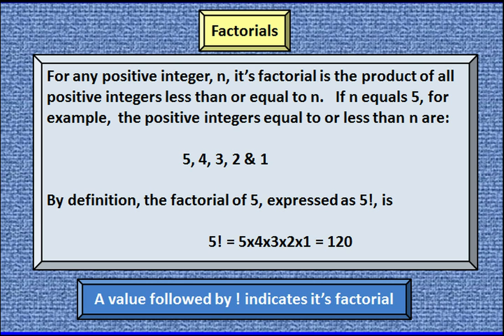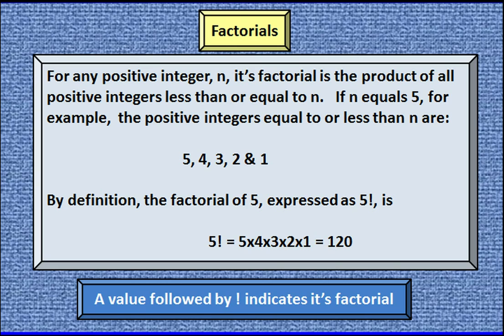For any positive integer n, its factorial is the product of all positive integers less than or equal to n. If n equals 5, for example, the positive integers equal to or less than n are 5, 4, 3, 2, and 1. By definition, the factorial of 5, expressed as 5 exclamation mark, is 5 factorial equals 5 times 4 times 3 times 2 times 1, which is equal to 120.